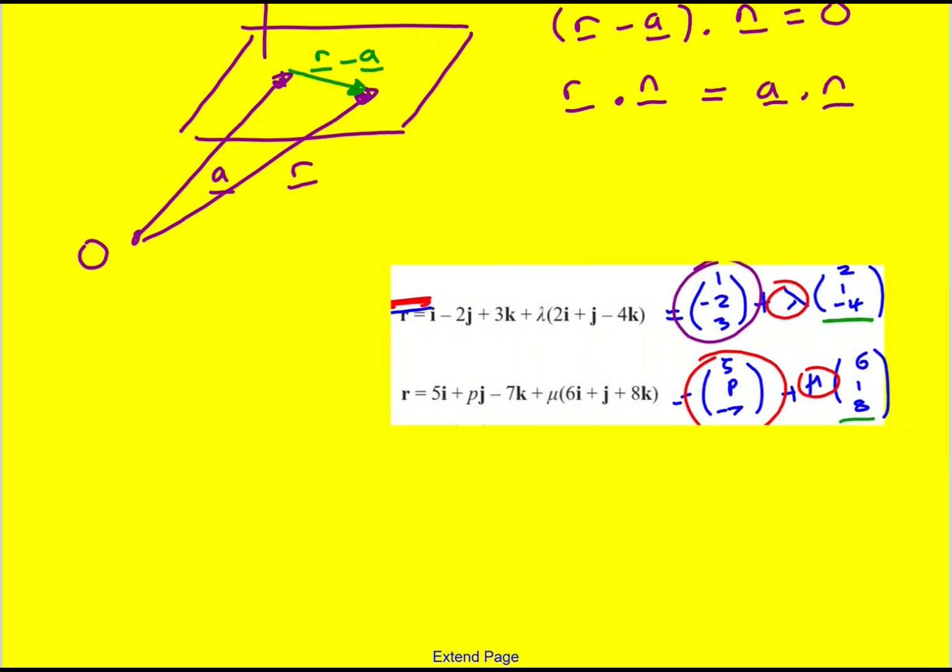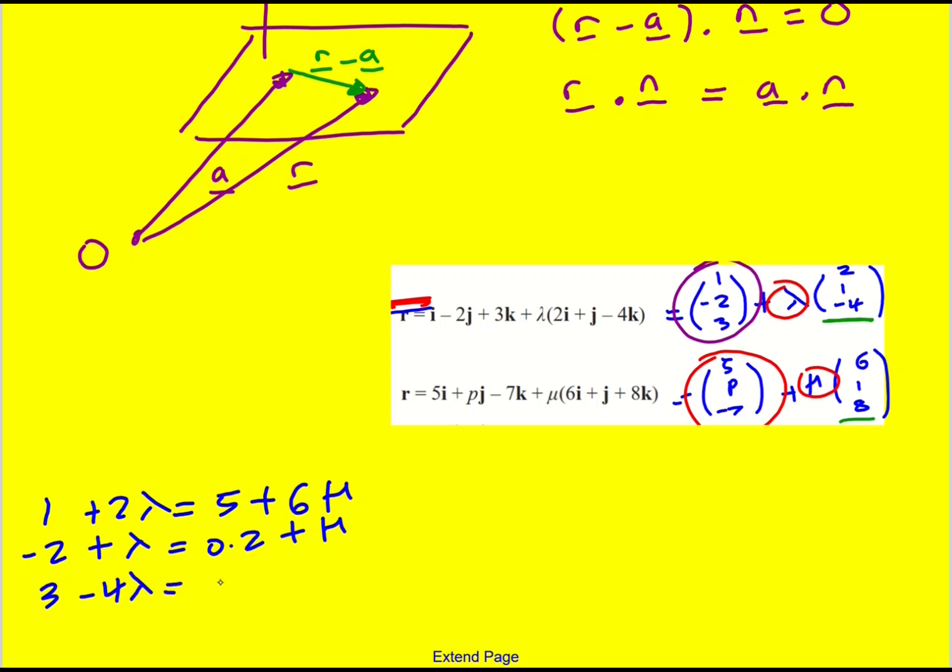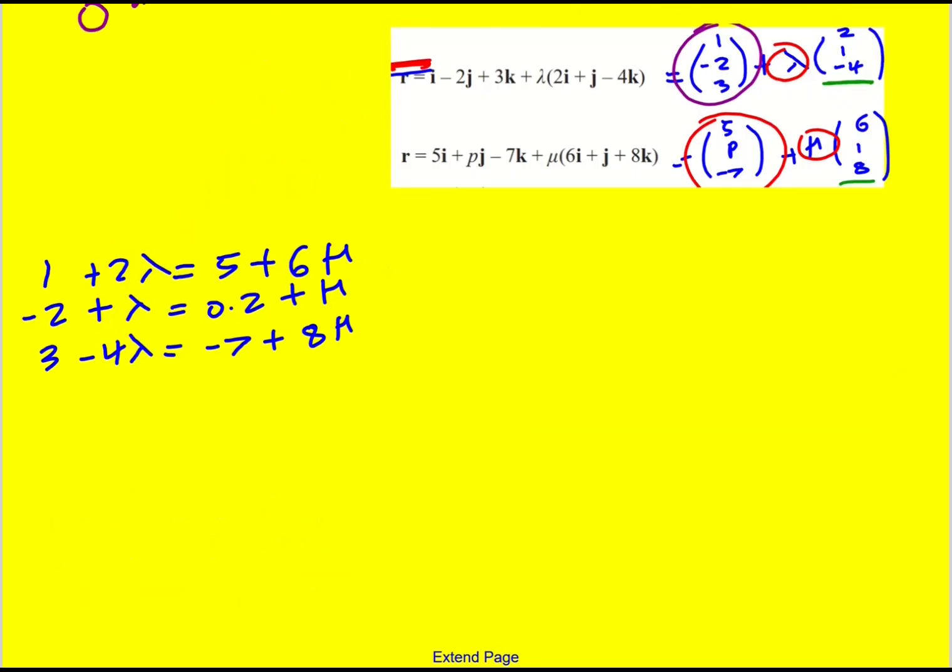So when they intersect, we're going to get the x coordinates the same. So 1 plus 2 lambda is going to equal 5 plus 6 mu, minus 2 plus lambda is going to equal, remember we worked out that p is 0.2, so 0.2 plus mu, and then 3 minus 4 lambda is going to equal minus 7 plus 8 mu. And I'm just going to solve a pair of these simultaneously.